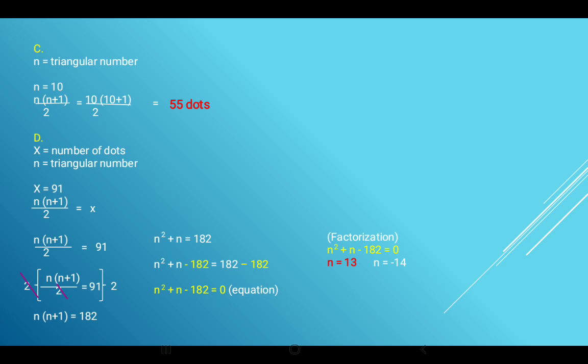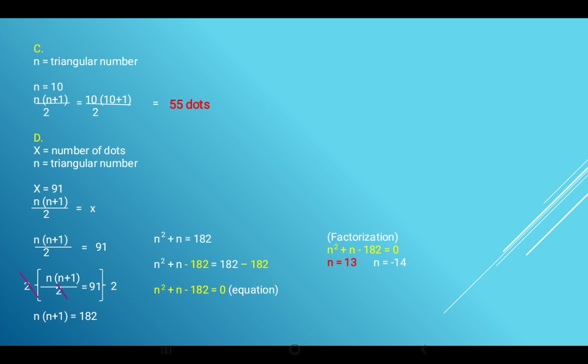Ngayon, tatanggalin natin yung 2 sa ilalim no formula na n, quantity of n plus 1 over 2. So, magmumultiply tayo ng 2 both side para matanggal yung 2 sa ilalim. So, magiging n, quantity of n plus 1 na lang siya, is equal to 182. Bakit naging 182? Kasi multiply din natin siya ng 2 yung 91. So, magiging 182.